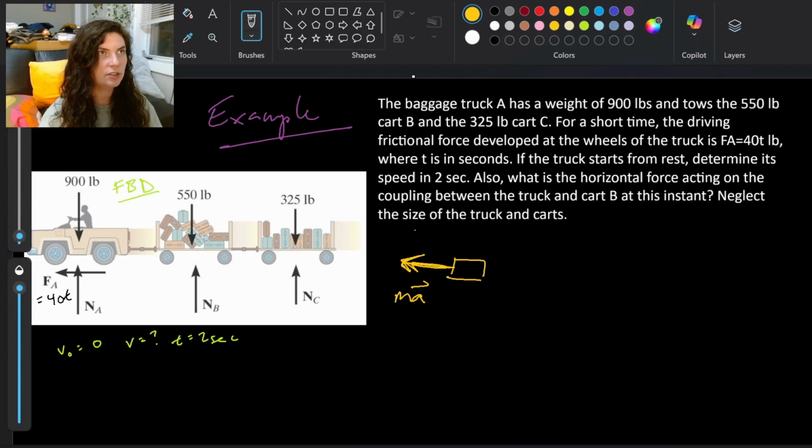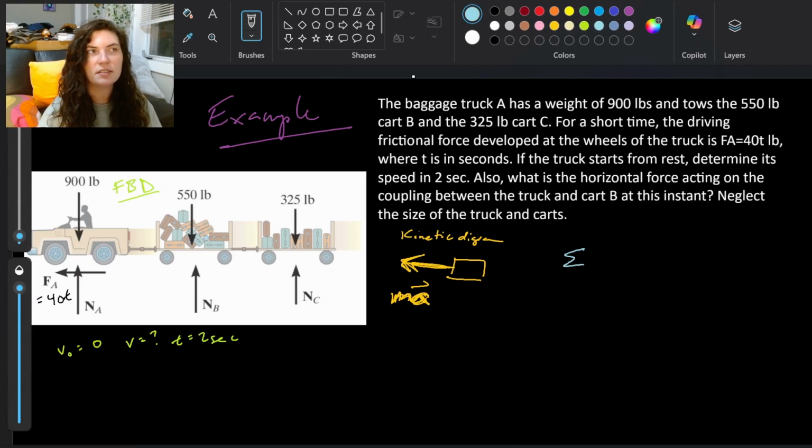Right, so here's our little kinetic diagram. Our acceleration is going to be to the left. So we're going to use that as our positive assumption for our acceleration. And then we're going to set up our equations of motion. So we did free body diagram, kinetic diagram. Now we do equations of motion. Our F equals ma.